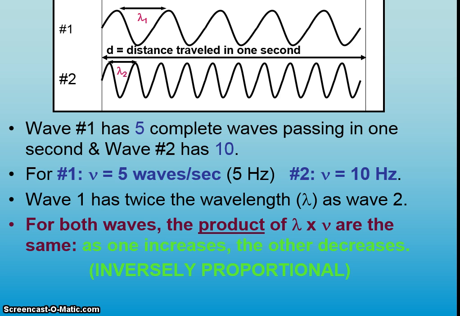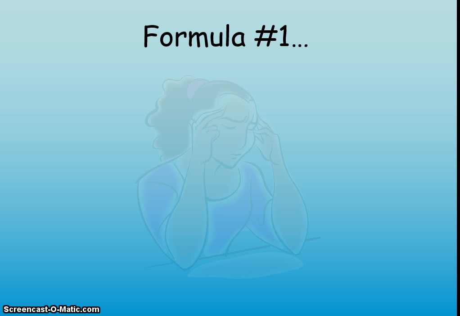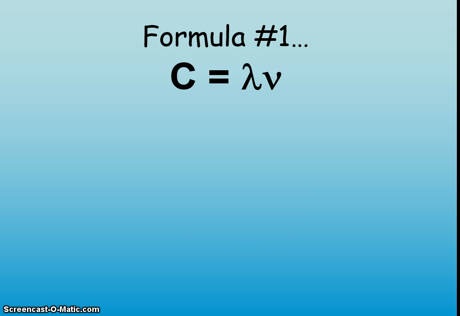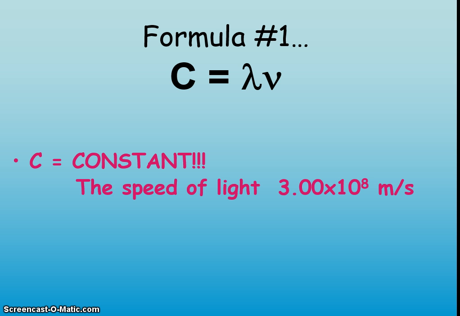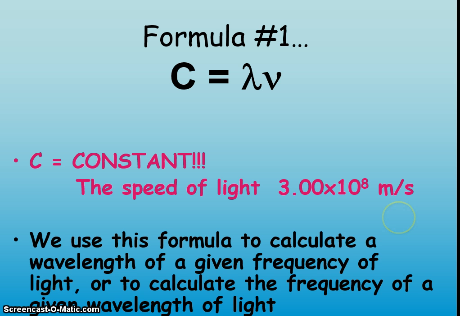Now, the number that we actually get when we multiply them by each other is basically called the speed of light, and it's represented by the variable c. And so the speed of light is 3 times 10 to the 8th meters per second. And remember, wavelength was measured in meters, and frequency could be measured in seconds to the negative 1. So if we multiply meters times seconds to the negative 1, we get meters per second. And that's the speed of light. It's a constant. It does not change.